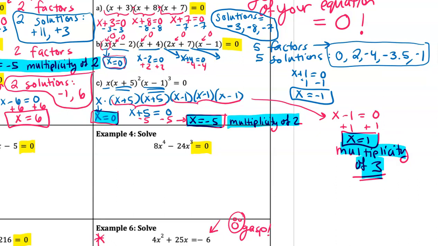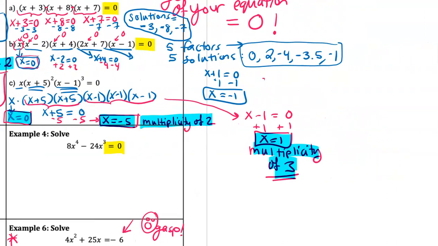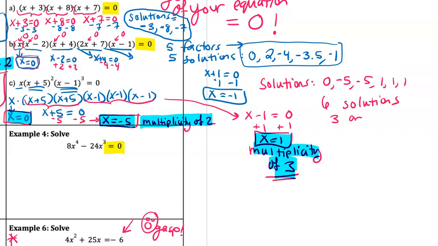So for now, I'd like you to think of it this way. You technically have 6 solutions. 1 of them is 0, 2 of them are -5, and 3 of them are 1. So we think of it as 6 solutions where only 3 of them are unique. But this one occurred twice. This one occurred 3 times. So technically 6 altogether.